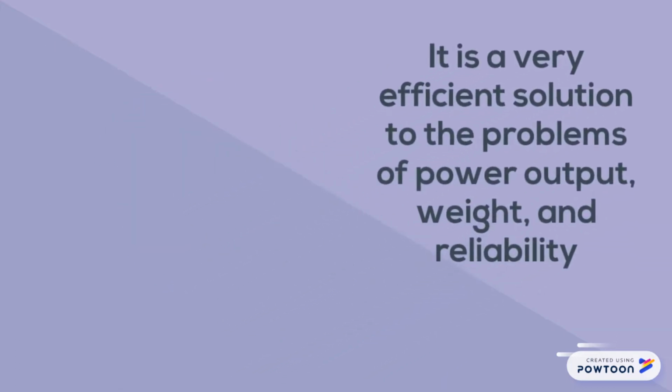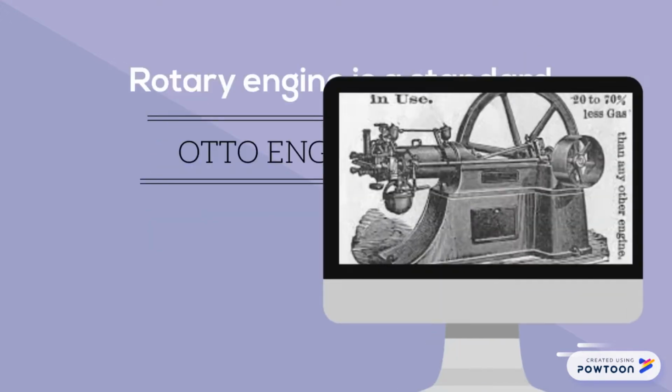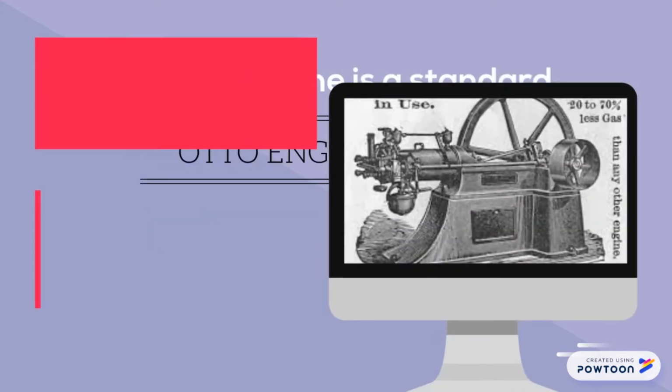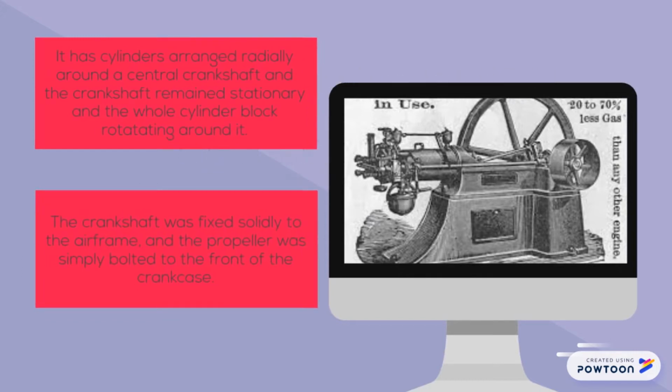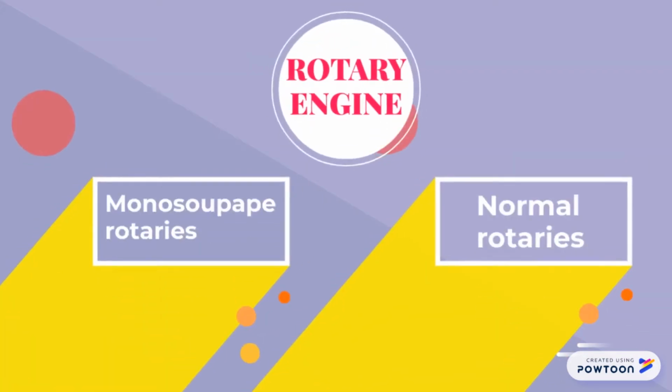The engine is a very efficient solution to the problems of power output, weight, and reliability. The rotary engine has cylinders arranged radially around a central crankshaft, and the crankshaft remains stationary with the whole cylinder block rotating around it. In the rotary engine, we have monosoupape rotaries and also normal rotaries.